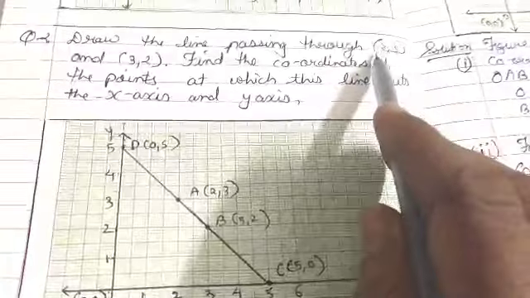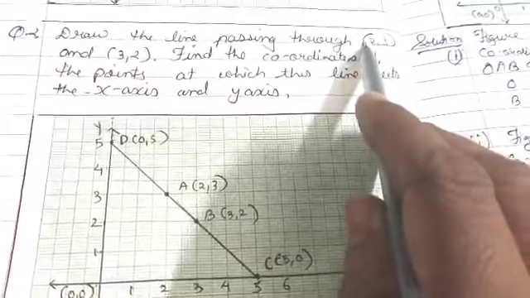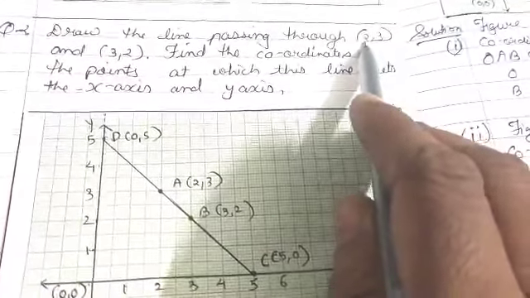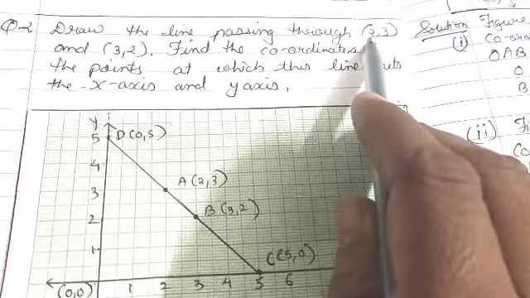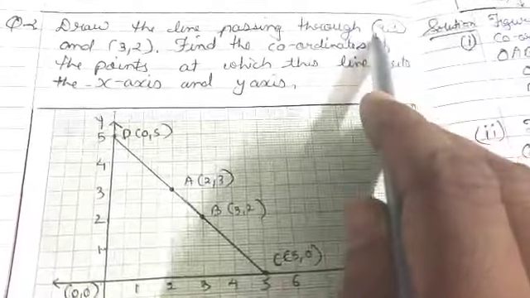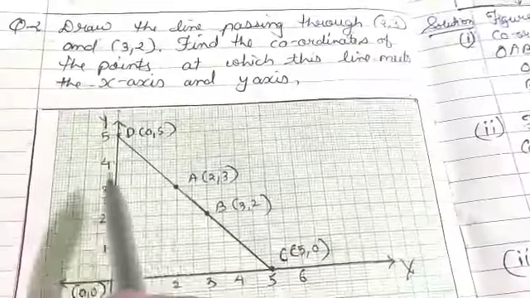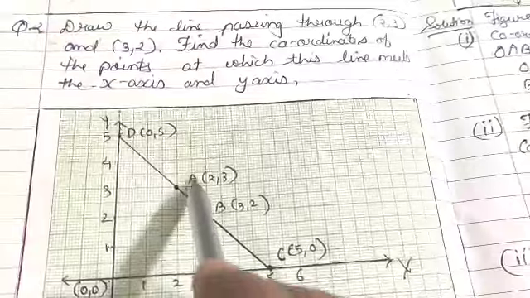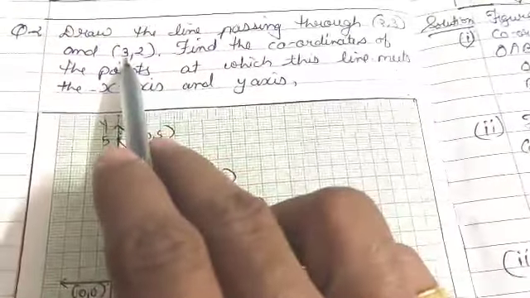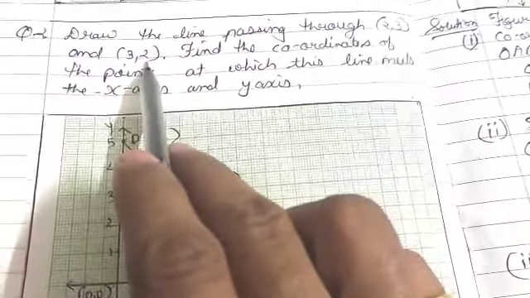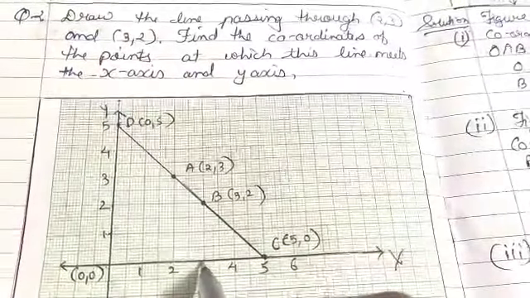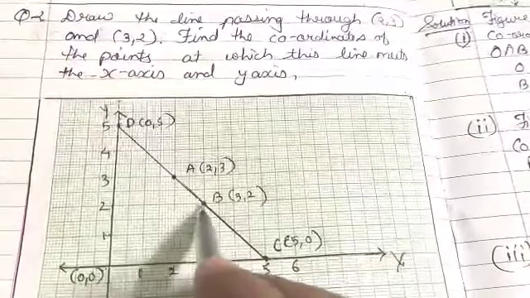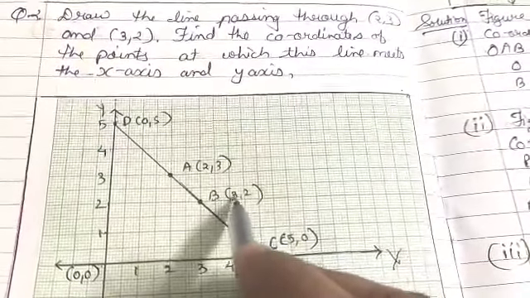If we take (2, 3) as A, that is a coordinate, this 2 is the value of x coordinate and 3 is the value of y coordinate. So (2, 3) will meet over here. Give it the name A. And (3, 2): 3 is the value of x coordinate and 2 is the value of y coordinate. Both will meet over here. Write B equals (3, 2).